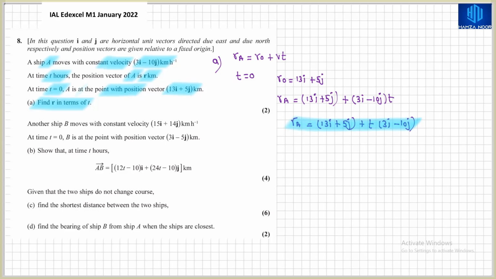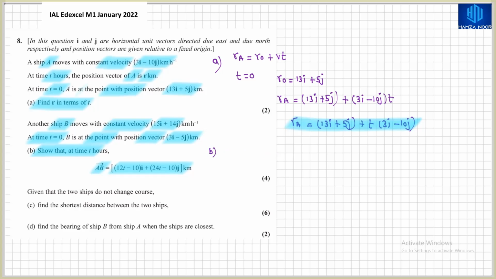And then before part B, we have some information that another ship B moves with constant velocity 15i plus 14j kilometers per hour. At time t equals 0, B is at the point with position vector 3i minus 5j kilometers. The requirement of part B is to show that at time t hours, the AB vector is (12t minus 10) i plus (24t minus 10) j kilometers. We need to show this.